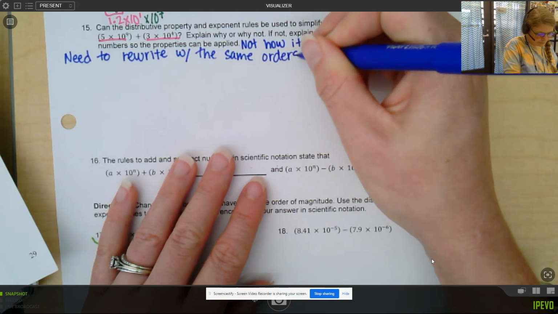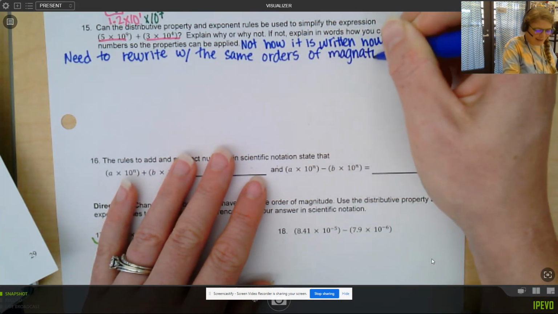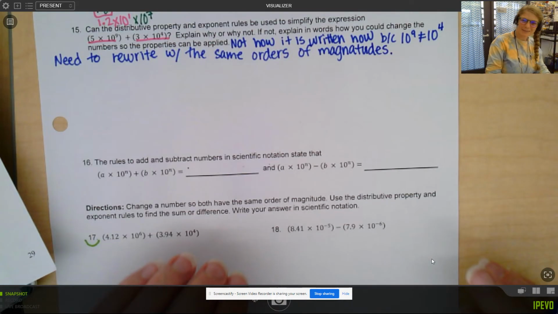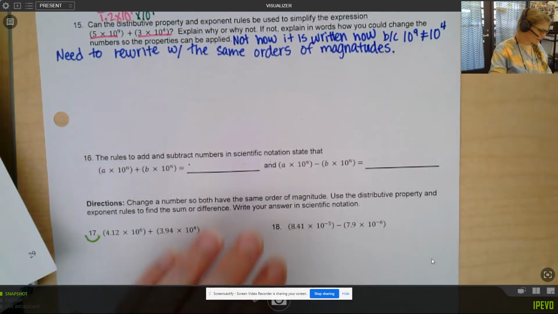Orders of magnitude. Would you like an order of magnitude with that? Magnitude. Magnitudes? I don't know if that's grammatically correct, but we understand what we're trying to say.